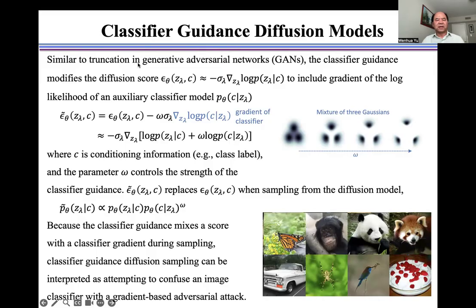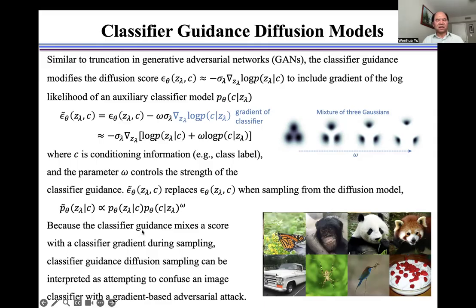Similar to truncation in GANs, the classifier guidance modifies the diffusion score epsilon theta to include the gradient of the log likelihood of the auxiliary classifier model P theta as shown here. This is the gradient of a classifier, where C is the conditional information and the parameter omega controls the strength of the classifier guidance. Epsilon theta tilde replaces epsilon theta when sampling from the diffusion model, as shown here.